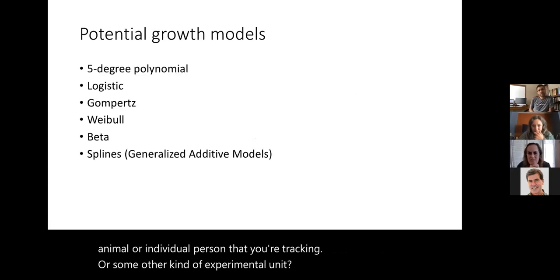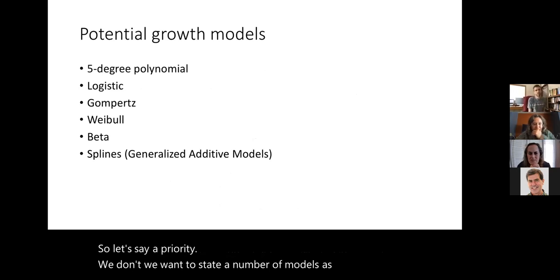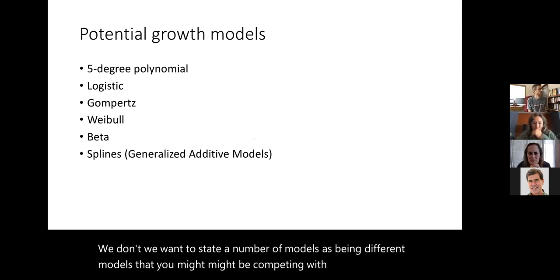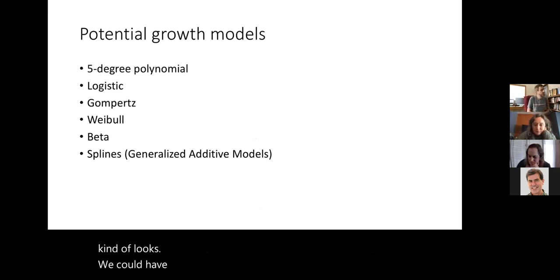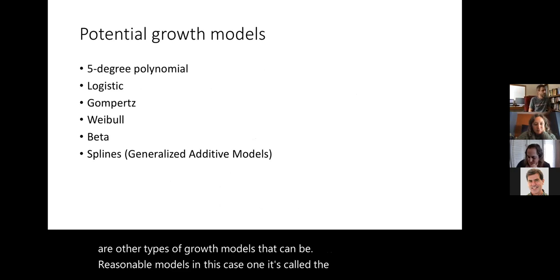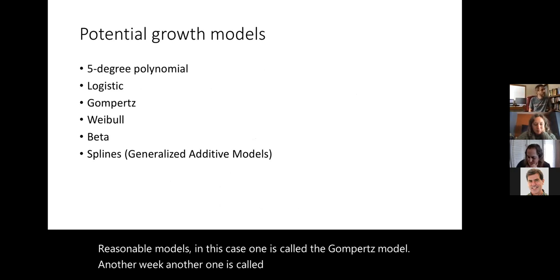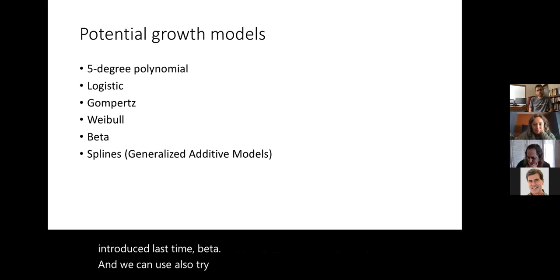So let's say a priori, we want to state a number of models as being different models that you might be competing with each other. We could have a 5-degree polynomial, just because that S shape kind of looks tricky. We could have that logistic model that I just mentioned, and there are other types of growth models that can be reasonable in this case. One is called the Gompertz model. Another one is called Weibull. There's another one I introduced last time, beta. And we can also try splines, which are one type of model within the generalized additive models.